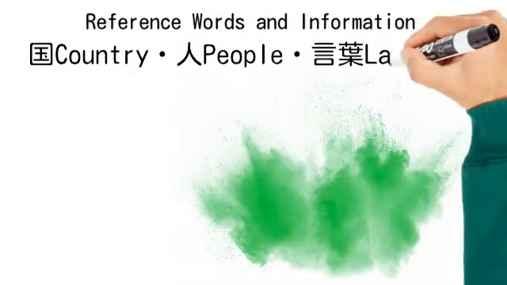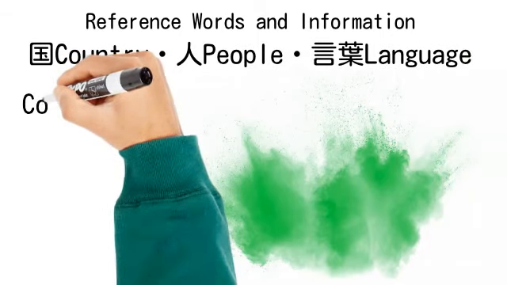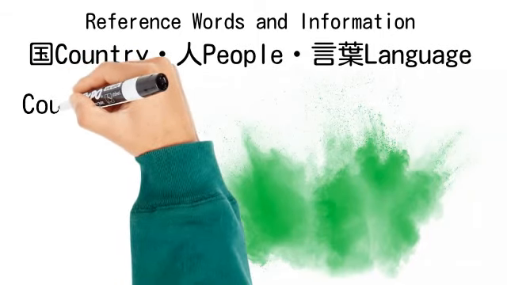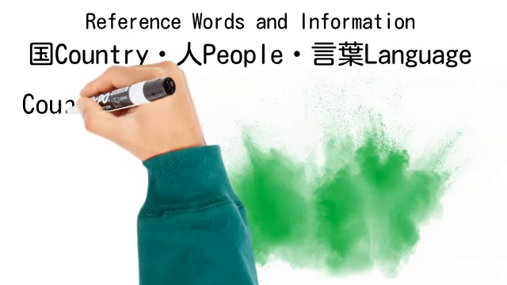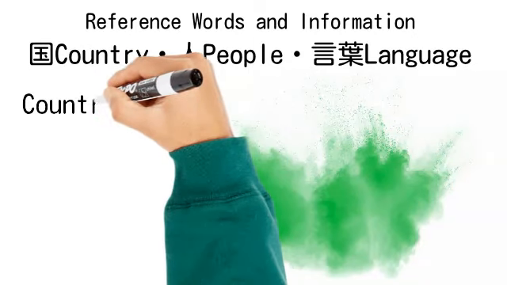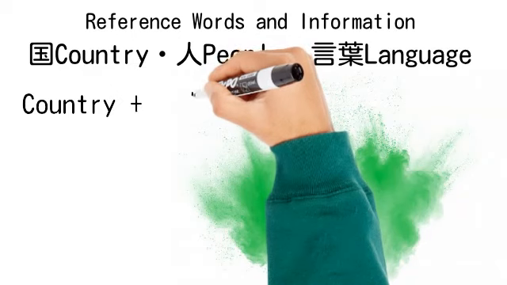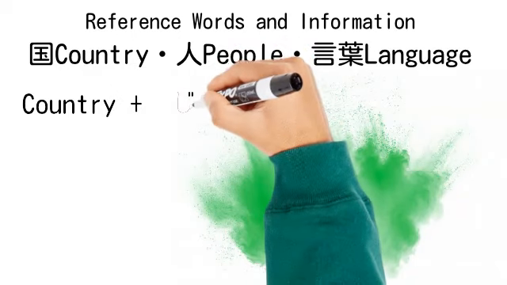Then for our reference word and information, we have our country, people, and language. In English, when we say Japanese, it has two meanings: the person and the language. But in Japanese, or in Nihongo, it's not the case. They have different words that we're going to use.